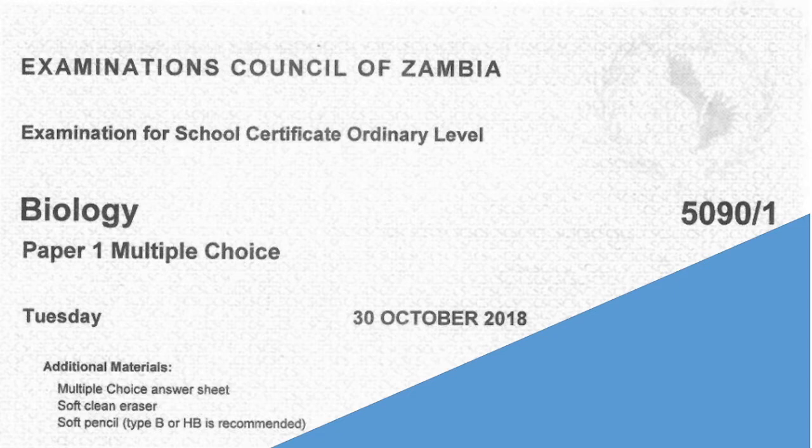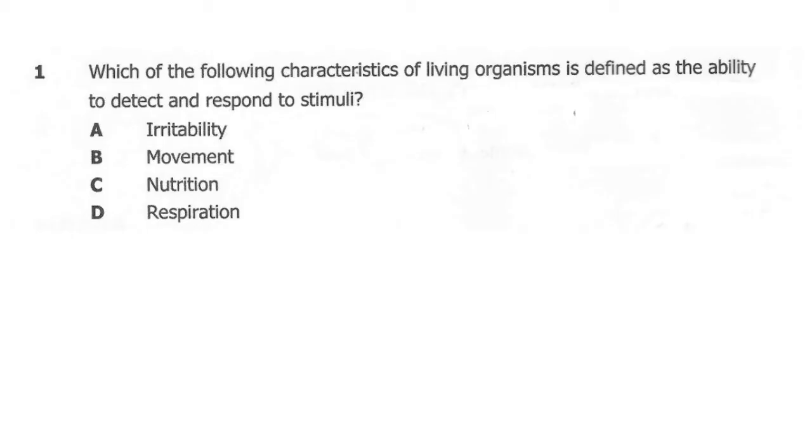Make sure as you answer, write your question number and the letter of your choice. Question 1. Which of the following characteristics of living organisms is defined as the ability to detect and respond to stimuli? A. Irritability. B. Movement. C. Nutrition. D. Respiration. So what's the correct answer here? Leave your answer in the comment section.